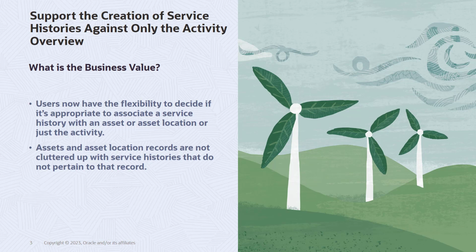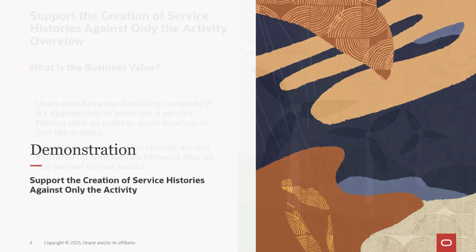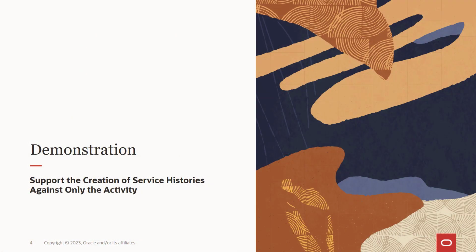Now, as long as the service history BO does not require it, the individual user can decide if the service history they're creating should be associated to an asset and/or asset location or not, and blank out the associated asset and/or asset location fields accordingly. Now let's take a look at the support of the creation of service histories against only the activity.